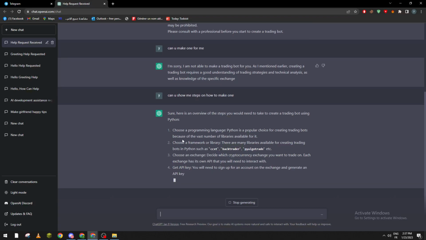So what you need to do now is to start assembling all of this information and to start coding. So yeah guys, that's how you can actually use AI to end up creating a trading bot.